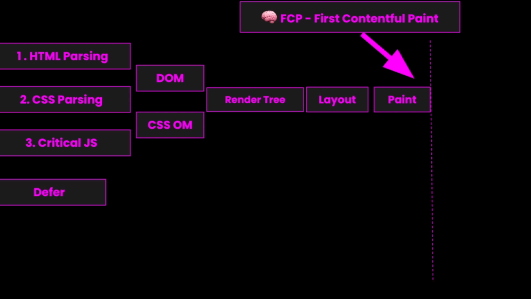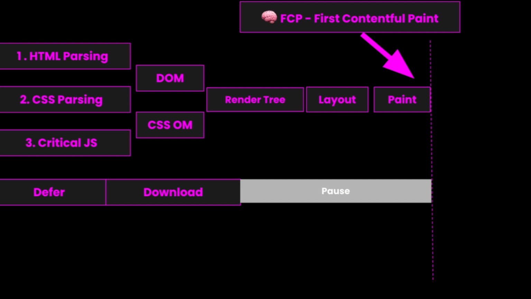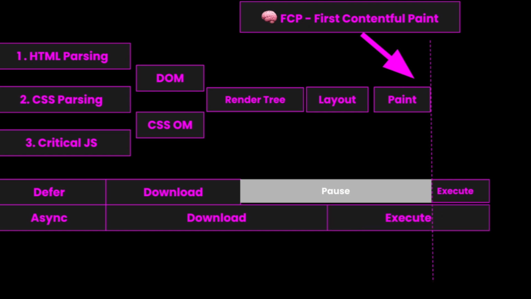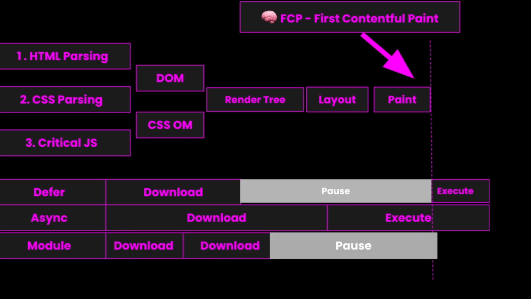So basically we can add a defer tag to our script, and that means it will get downloaded but then paused until that first render is done and executed afterwards. We also have async, where we download the code and execute it whenever we can, in parallel to the render process, and module, which is by default deferred, but you might have different modules, so you need to do different downloads and then finally execute it after the first contentful paint.